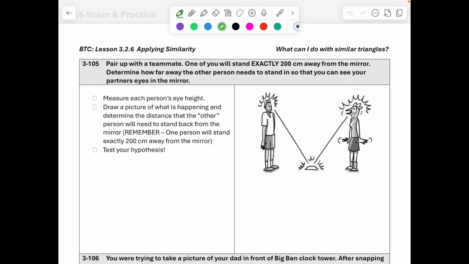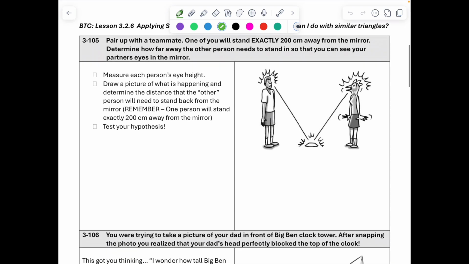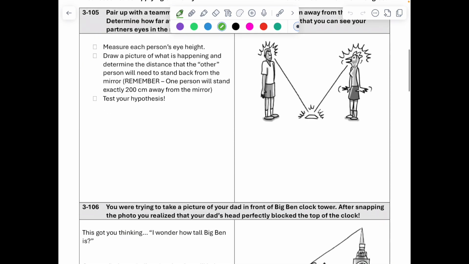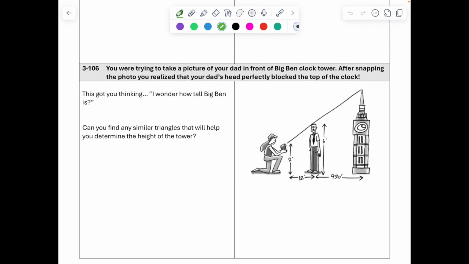This is lesson 326, applying similarity. So we're just going to do some word problems here with similar triangles. This first one is an activity you'll do in class, so we'll just move on.